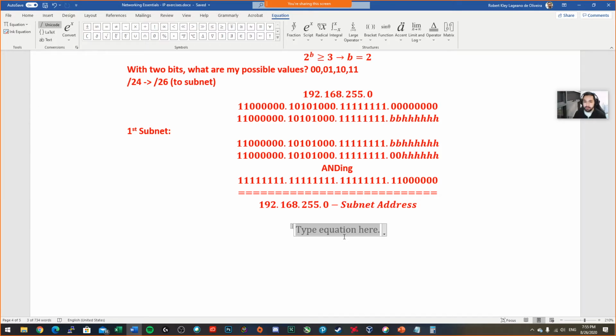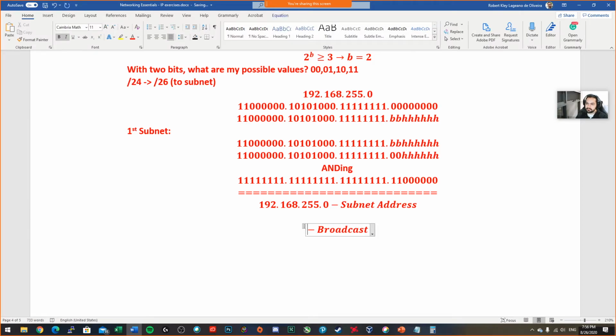What is the broadcast address for this subnet? It would be 63 at the end. 192.168.255.63. Am I correct? Is there anyone here who doesn't understand what this woman just did?